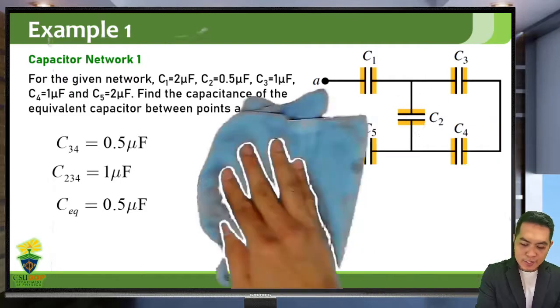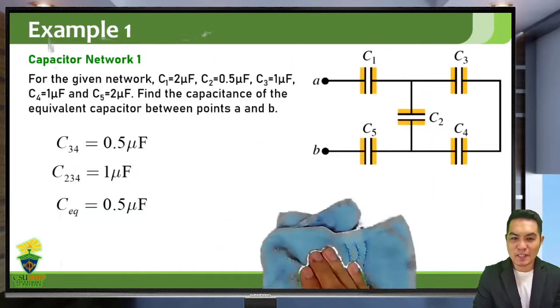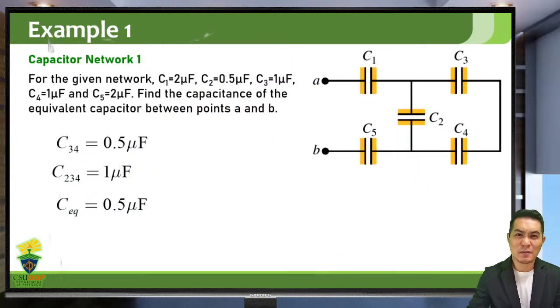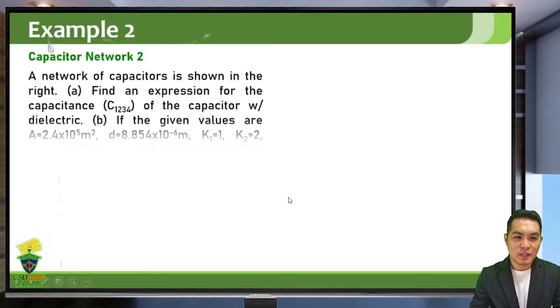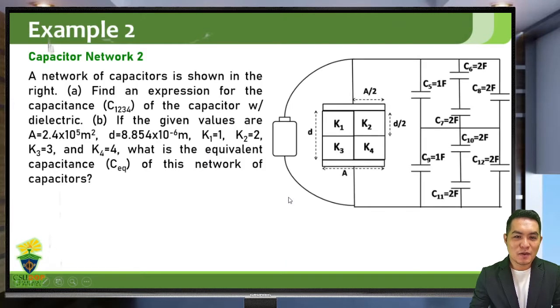If you have a capacitor network problem, it's actually quite easy to solve. You just need to simplify. Okay, so how about now a combination of a capacitor with an electric problem with a capacitor network problem?